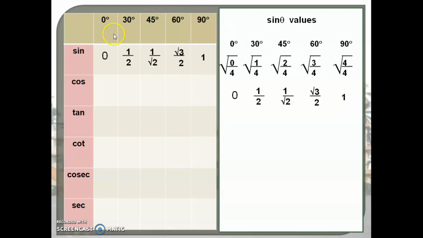So we get sine 0 equals 0, sine 30 degree is 1 upon 2, sine 45 degree is 1 upon root 2, sine 60 degree is root 3 upon 2, and sine 90 degree is equal to 1.